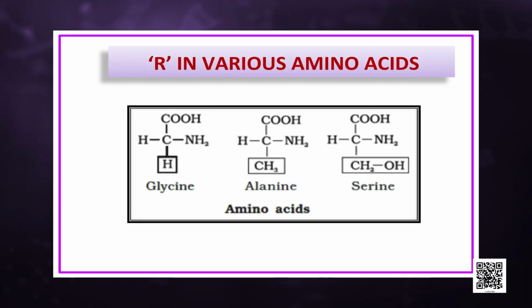Now let's discuss the R group. It could be simply hydrogen as in case of glycine, which is the simplest amino acid. R could be a methyl group as in case of alanine. It could be a hydroxyl methyl as in case of serine. 20 types of amino acids are found in proteins. Now based upon the number of amino and carboxyl groups, we can classify amino acids into 3 categories.